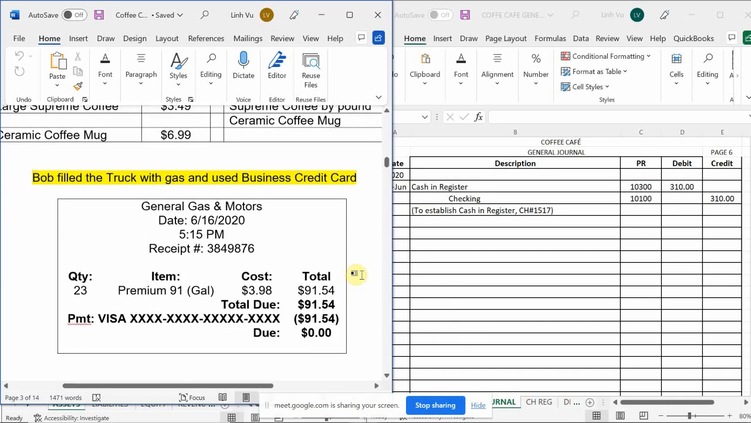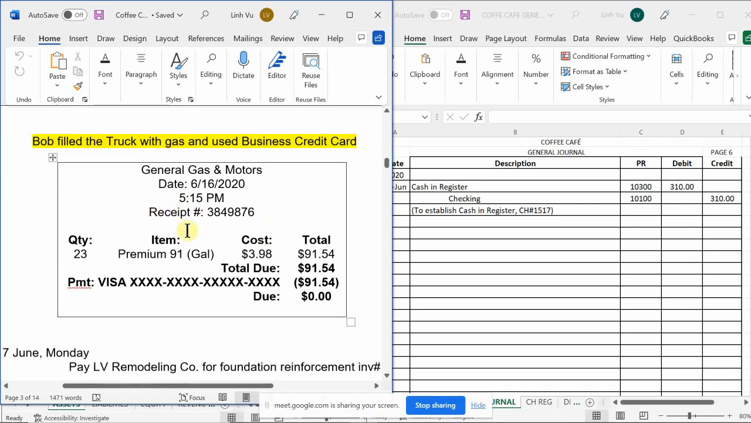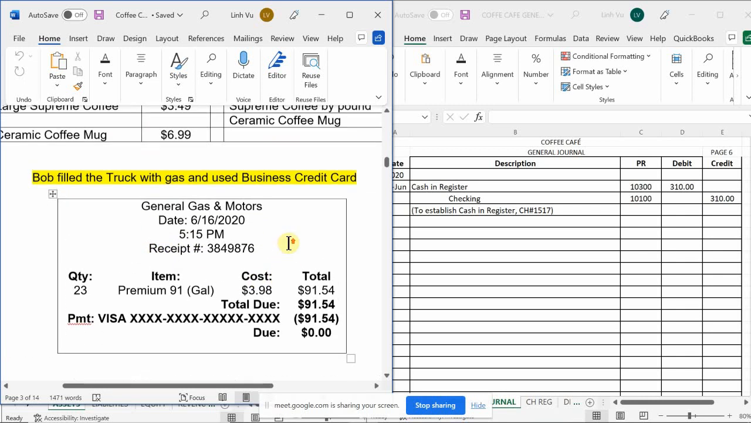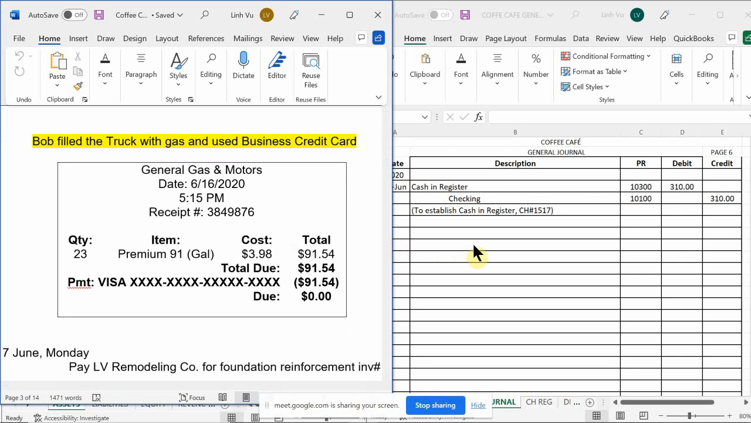Now here it says that we have to go ahead and, okay, so Bob filled up the truck with some gas and again, used the business credit card to pay for it. So again, he went to General Gas and Motors. Here's the date, the 16th. And again, it was 5:15 p.m. and he decided to go ahead and pay for gas. So, how do I record this transaction? What did we buy?